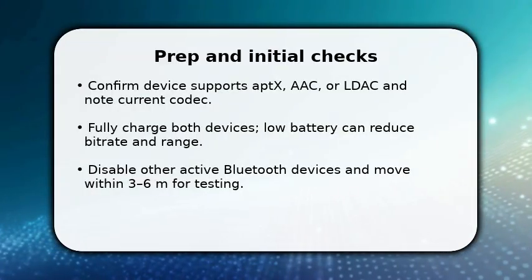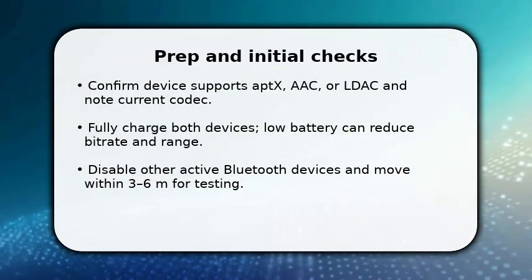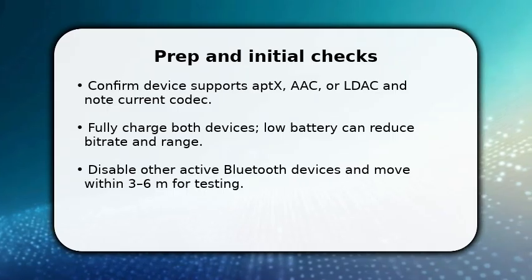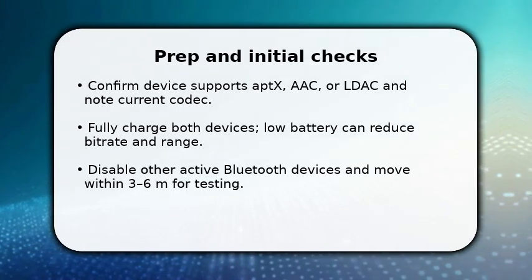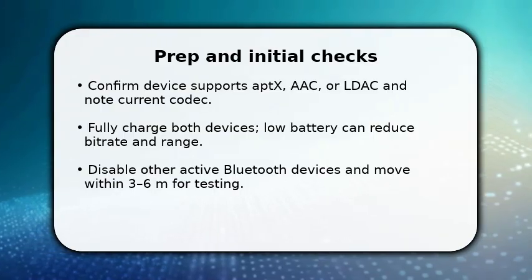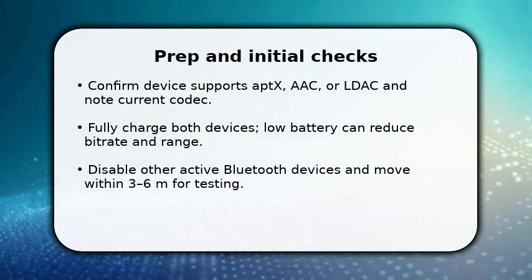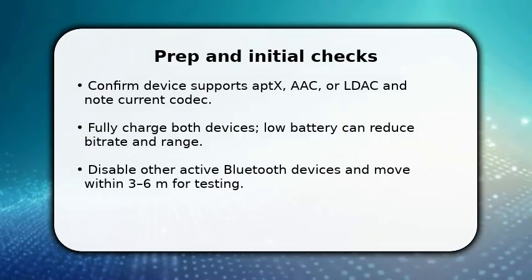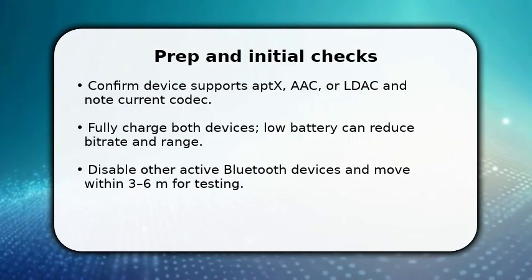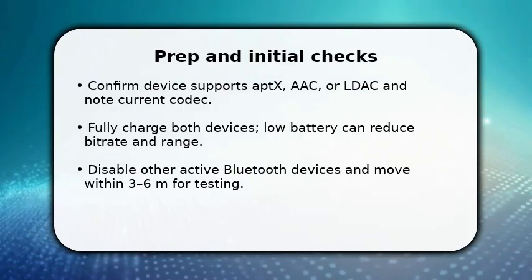You start by confirming the prerequisites. Check that both phone and headset support high-quality codecs like aptX, AAC, or LDAC, and note which one is active. Once done, fully charge both devices because low battery often forces downscaled audio. Next, reduce interference, turn off or move away other Bluetooth devices, and stay within 3 to 6 meters.